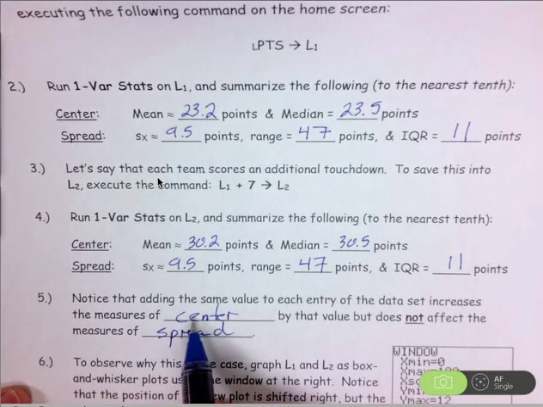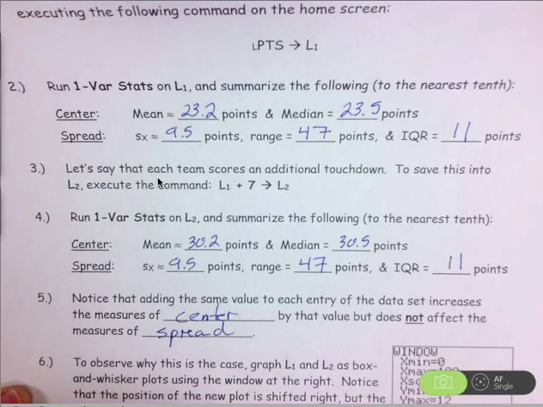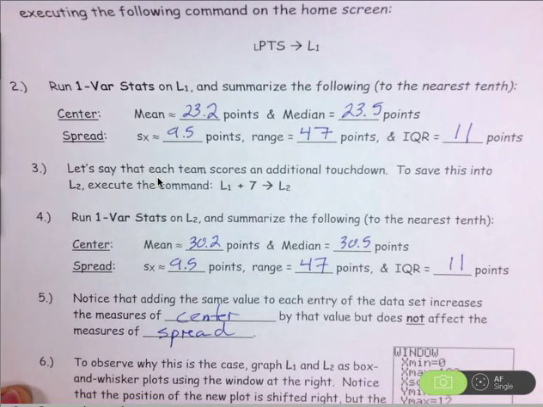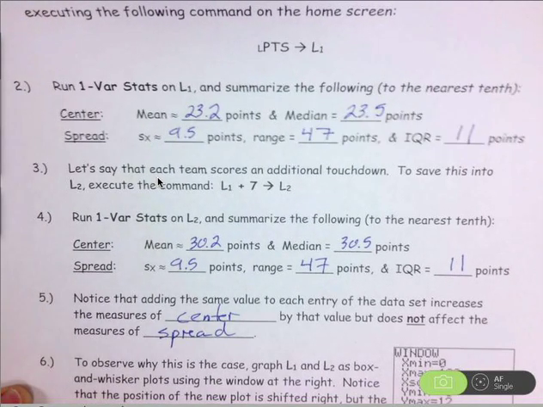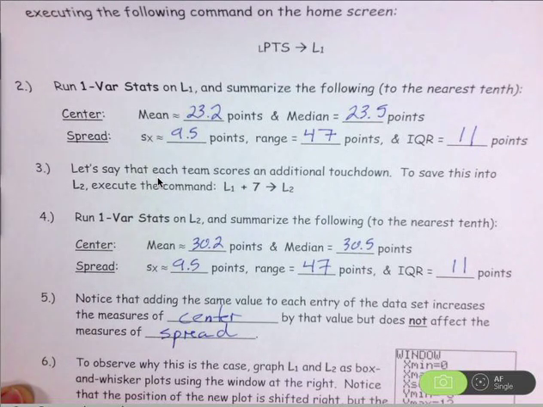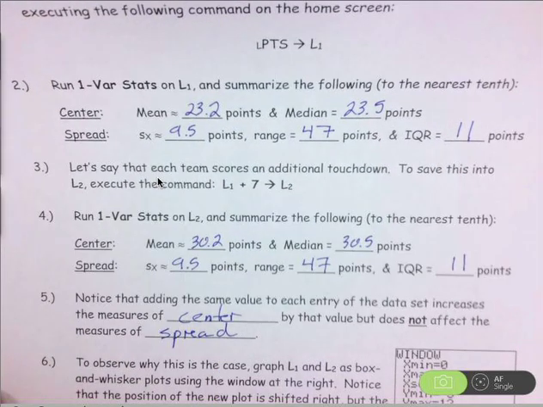Measures of center are affected, and so are measures of position. For instance, even the minimum or the maximum was affected. Those are the extremes, or Q1 and Q3, the values at the first quartile and the third quartile. Those are specific positions within the data set. All of those values, in this case, are shifted to the right by 7 units, by one full touchdown and an extra point. But none of the measures of spread were affected.